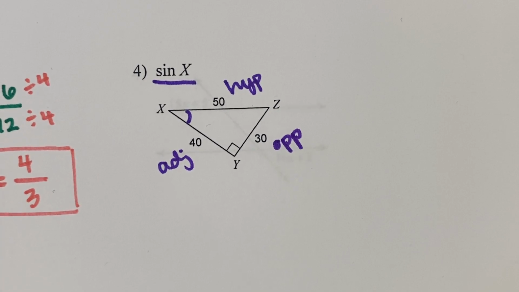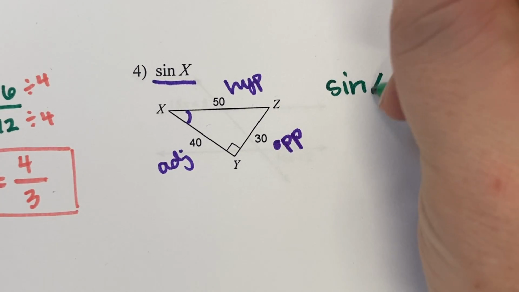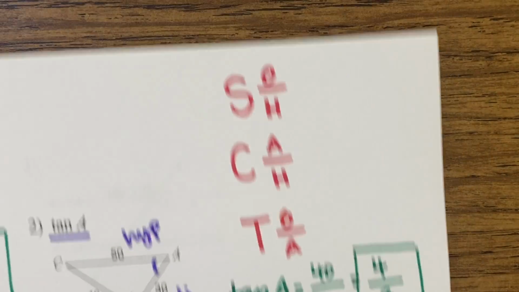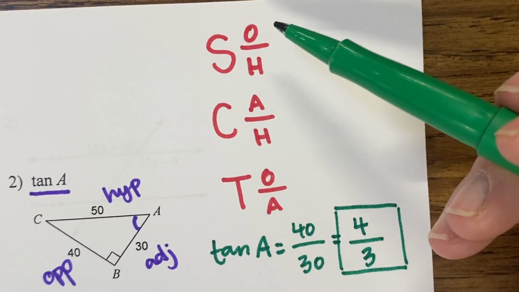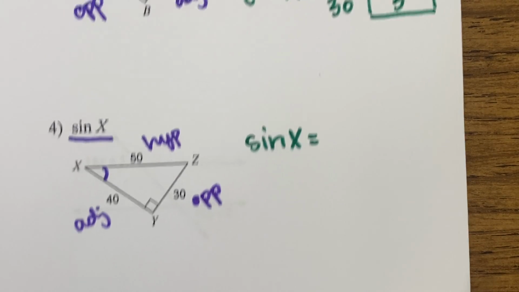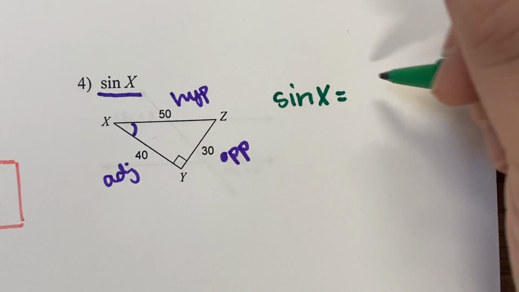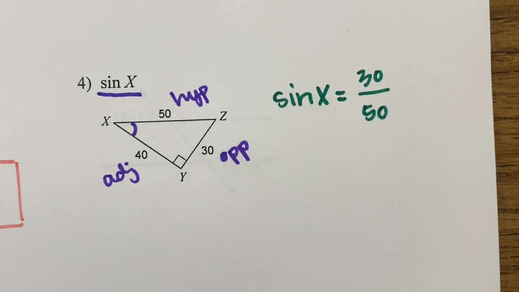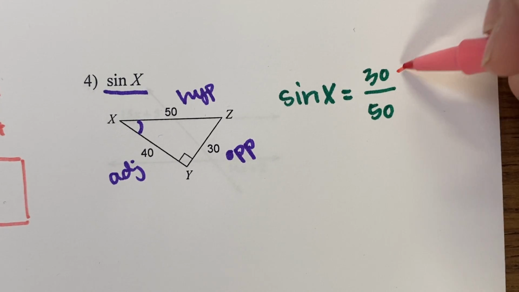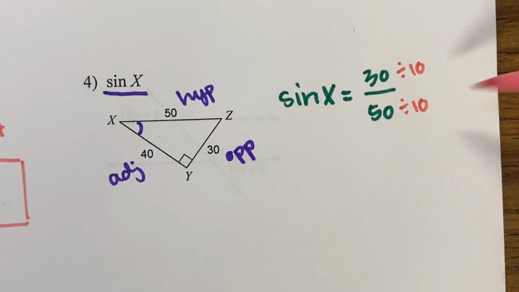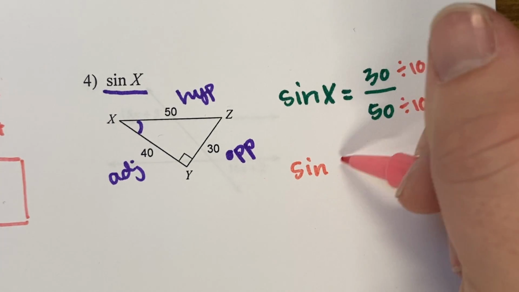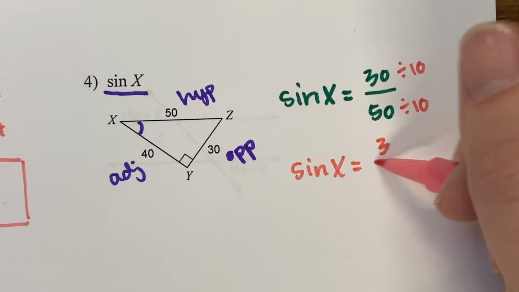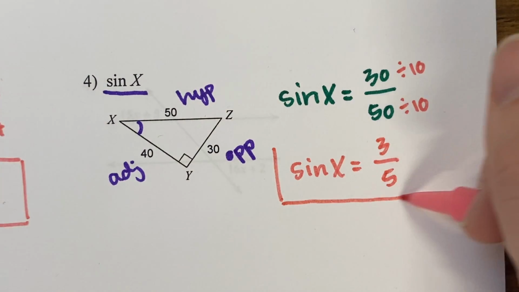Now that we have those labeled, sine of angle x is equal to, well, let's look up here. Sine always goes with opposite over hypotenuse. So we have opposite 30 over the hypotenuse 50. Again, this can be reduced. They both end in a 0, which means we can divide them both by 10, which gives us sine x is equal to 3 over 5.